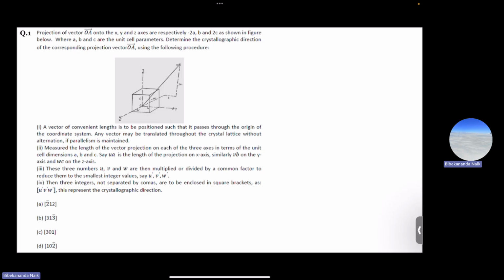Crystallographic directions are directions of a particular type of planes or particular type of vectors. These are the procedures that we need to follow in order to determine the crystallographic direction of the corresponding vector OA. The options are: 2 bar, 1, 2, where 2 bar is nothing but minus 2; 3, 1, 3 bar; 3, 0, 1; and 1, 0, minus 2. So these are the four options. I will give you a few minutes to think about this question and then I will solve it.